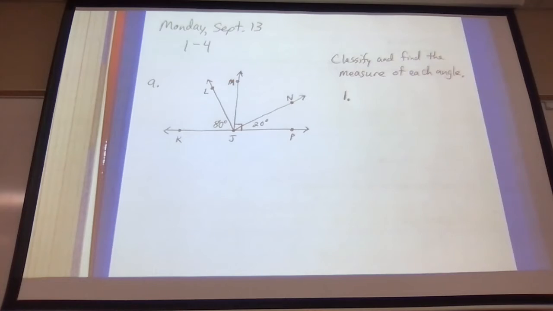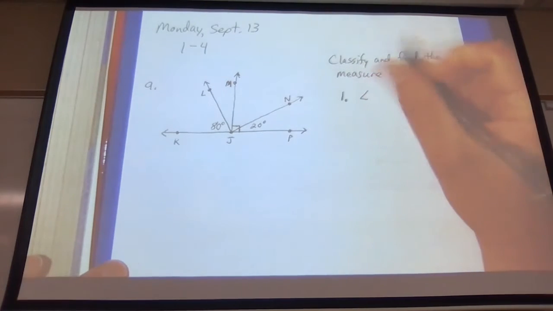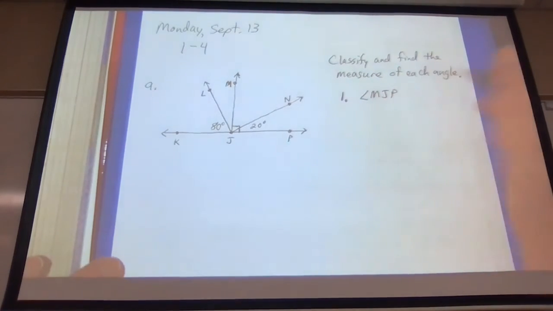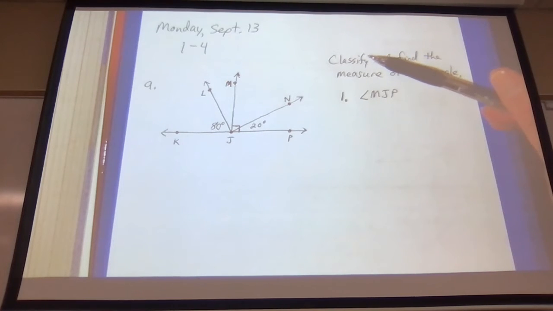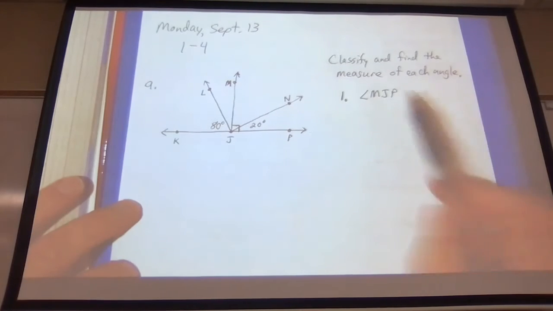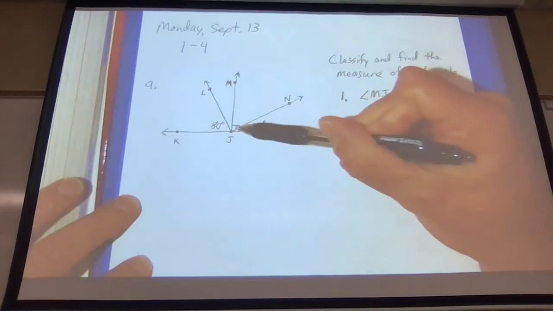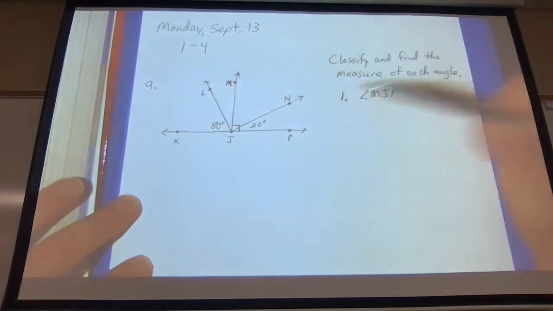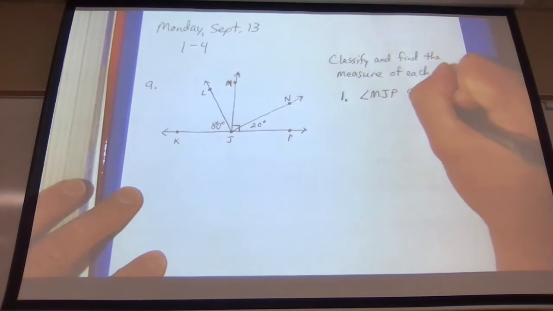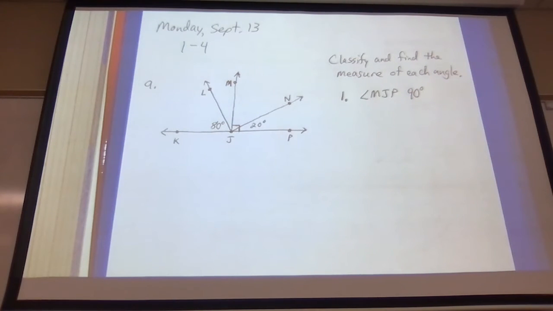Let's start with angle 1. They're going to ask us to find angle MJP. And they want 2 parts to our answer here. They want us to classify, which means they want us to name it. They want us to tell if it's right, acute, or obtuse. And then we're going to find the measure of each angle, which is how many degrees it is. Let's start with the degrees. Angle MJP, that's going from M to J to P. You got a little box in the corner of angle MJP. What's that box mean? It's 90 degrees. So its measure would be 90 degrees, which makes it what kind of an angle? Right. That's a right angle.